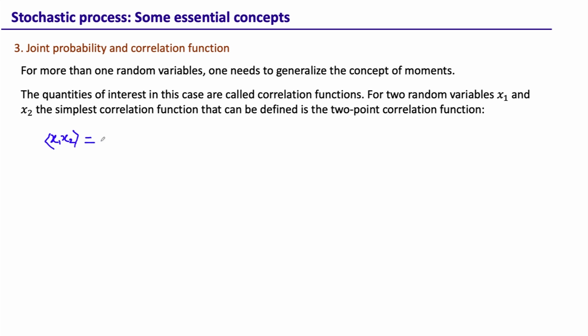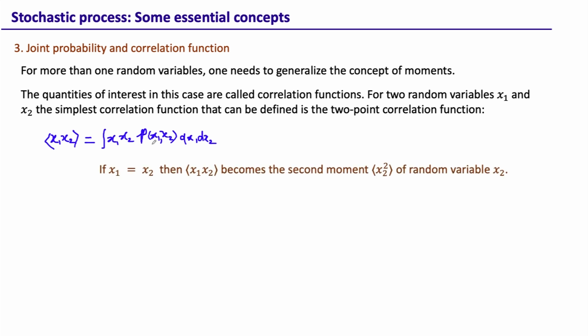And how do we define it? Well, the definition is again analogous: x1, x2, joint probability p(x1, x2) dx1 dx2. So this is the simplest expectation value one can define when there are two random variables.